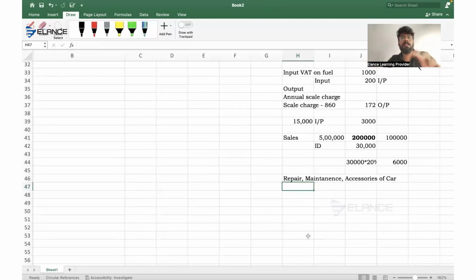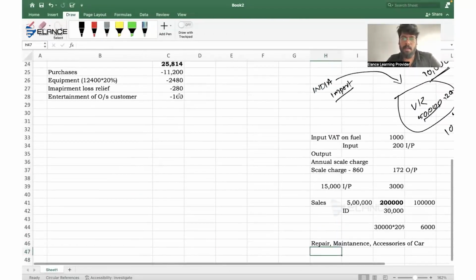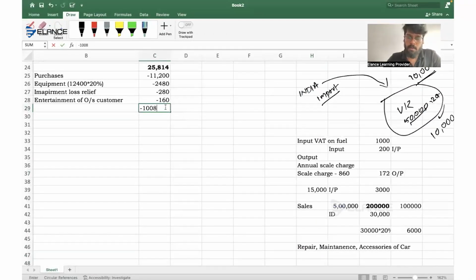In our example, this car was not completely used for the trade. There was an element of private use, and that does not matter when considering the input VAT claim. Even if it is a private use car, they can reclaim the input VAT on repair, maintenance, and accessories. So here we can deduct the input VAT on repair. They spent 1,008 on repair, and these figures are inclusive of VAT. So 1,008 into 1 by 6 is the amount they can deduct as input VAT.